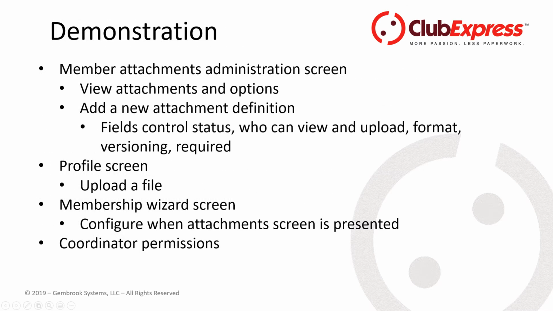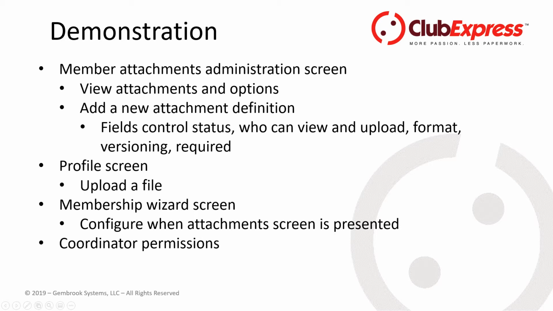In the demonstration, I'm going to go to the Member Attachments Administration screen. We'll view the existing attachments and some of the options for attachments. Then I'll add a new file attachment definition. We'll look at the fields in that Add Edit screen that control status, who can view and upload, the format, versioning, required. Then we'll take a look at it from a member perspective as she tries to upload a file from her profile screen. We'll also show where this gets configured.